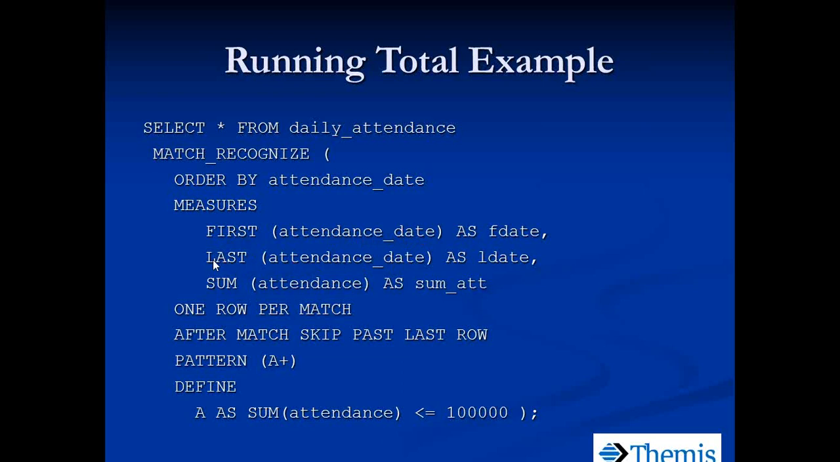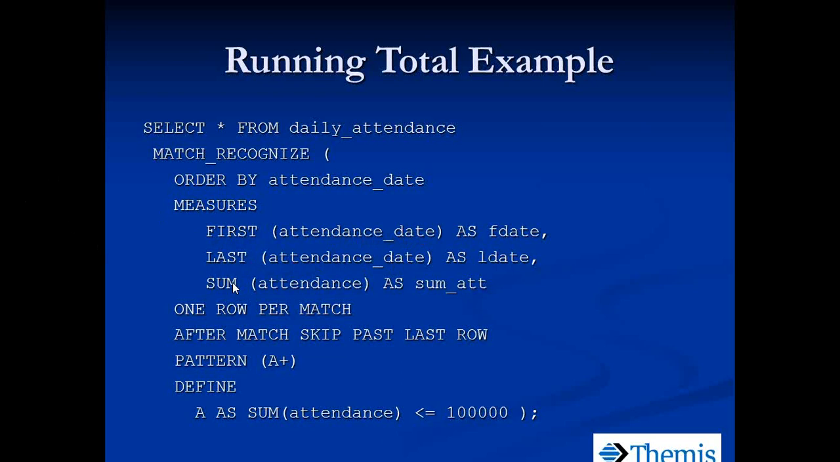So in other words, remember what I'm doing here. I read a date and I get the attendance. I read another date, the next row, and I get the attendance, and I add the attendance together. Is that sum greater than 100,000? If it is, then I don't accept that last date, and I display what I've already matched. In other words, I'm going to add attendance to attendance to attendance until it gets to be more than 100,000, and then I'm going to show the first date in that group and the last date in that group along with what their attendance is added up to.